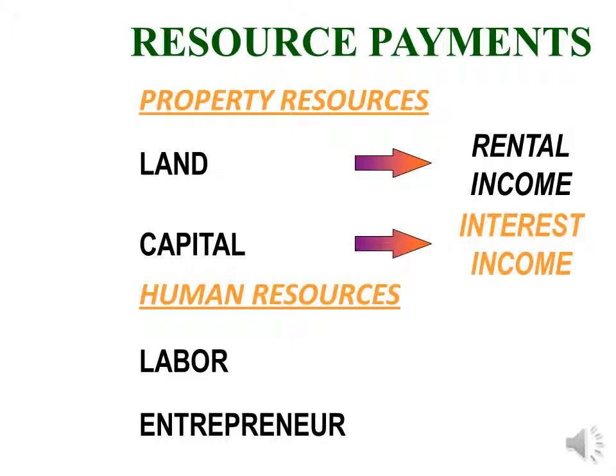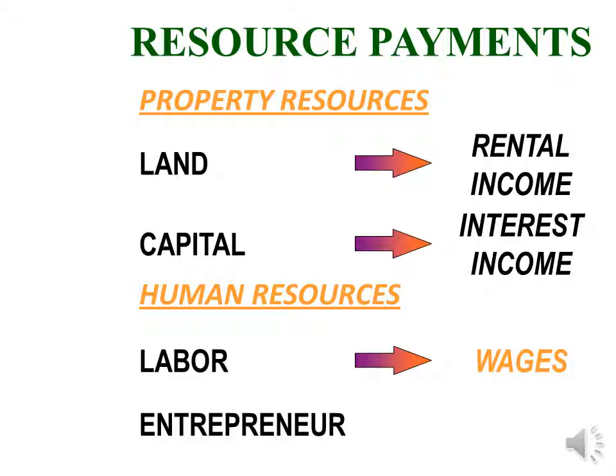What about the human resources? The first human resource is labor, and labor refers to both the physical and mental capabilities of human beings. So labor receives wages, and wages means both the paycheck you receive and the fringe benefits as well. So labor is a pretty straightforward economic idea to explain.